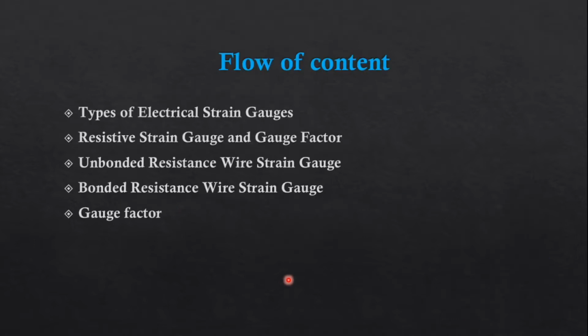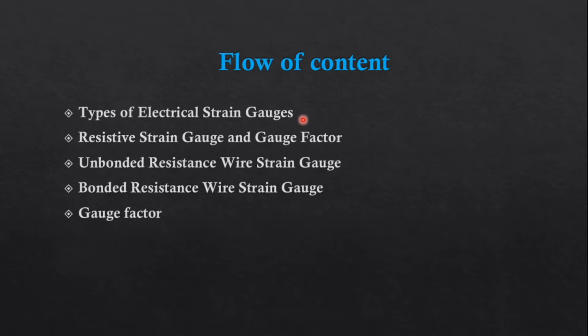Now starting with the flow of content, over here we are going to study about types of electrical strain gauge. Right now we are dealing with types of strain gauge. In video lecture 2.1 we already studied the mechanical and optical type strain gauge, and here we are going to discuss in detail the electrical strain gauge.